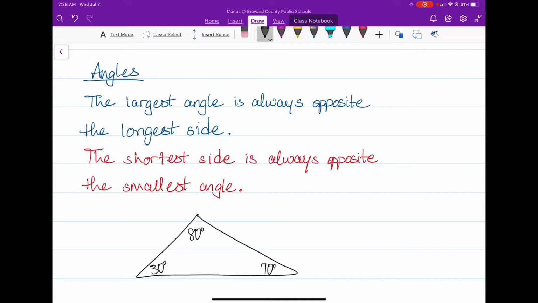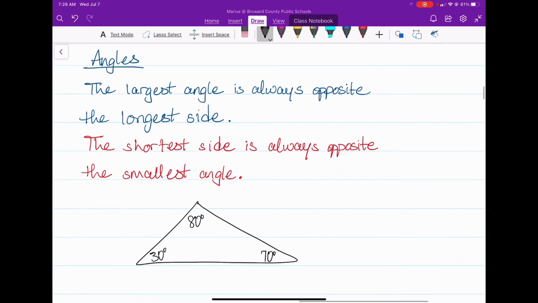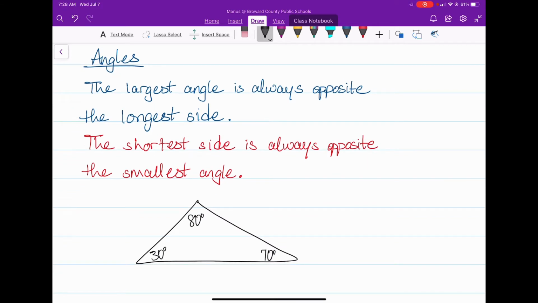Now, for example, if I'm trying to identify the longest side of the triangle, I'm going to go opposite the biggest angle. So this side over here is the longest side. And if I wanted to find the shortest side, this would be the shortest side, because it's opposite the smallest angle.